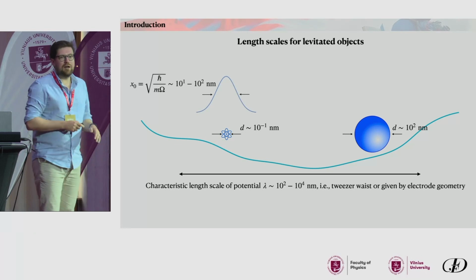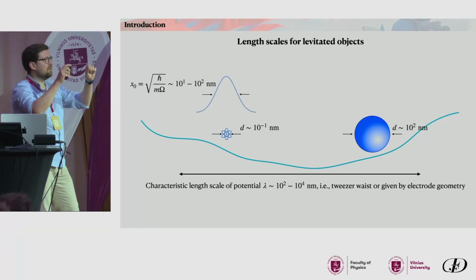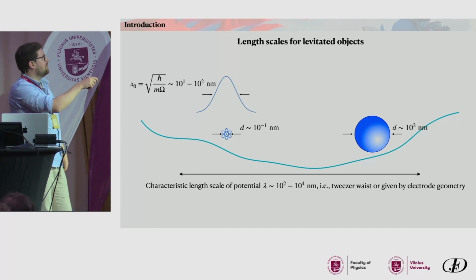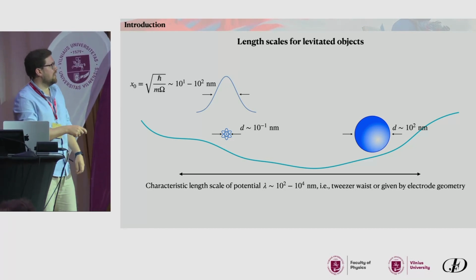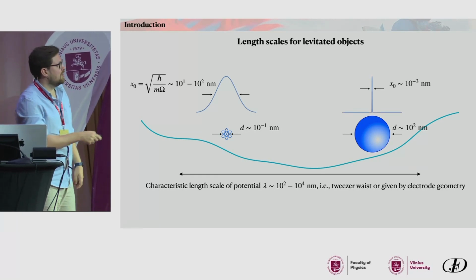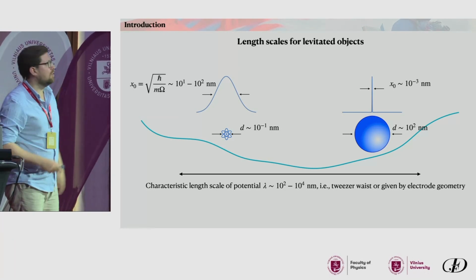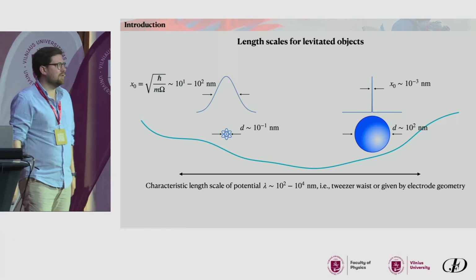Your motional ground state has different properties because the extent of this wave function depends on the mass. For atoms, the size of the zero-point motion is of the order of the size of the potential, while for very massive systems, it's much smaller. It's of the order of, let's say, picometers and smaller.